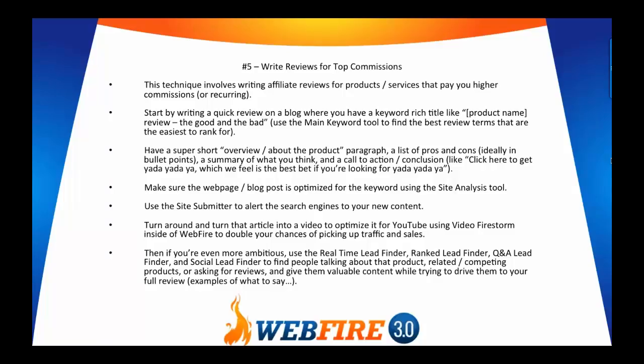Now, you start by writing a quick review on a blog where you have a keyword-rich title like product name review, dash, the good and the bad, or any kind of title that contains the keyword you're trying to rank for, like product name review, followed by some kind of compelling words to actually get them to click through, like the good and the bad, the pros and the cons, anything like that. Use the main keyword tool inside of Webfire to find the best review terms that are the easiest to rank for. Then you want to have a super short overview or about the product paragraph.